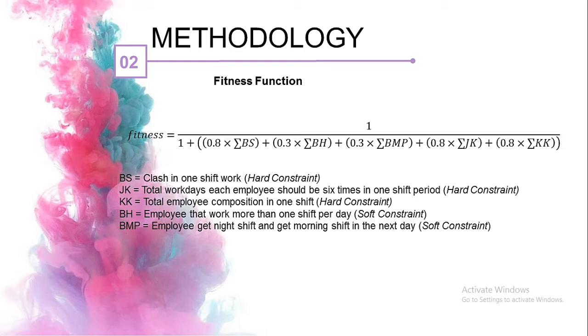This equation is for the fitness function. In this case, we have 3 hard constraints and 2 soft constraints. The maximum fitness value for an alternative solution is 1. Fitness value 1 means there is no constraint that violates the schedule.